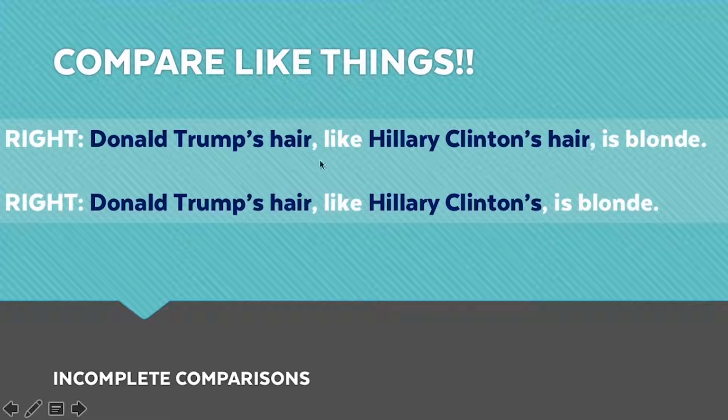The other thing we could do is we could say Donald Trump's hair like Hillary Clinton's is blonde. So we could actually cut off the word hair. So you see how this is possessive with hair. We could actually just say the possessive here. We can repeat the hair if we want, but you can omit the hair if you want as well. As long as this is possessive, then these become like items.